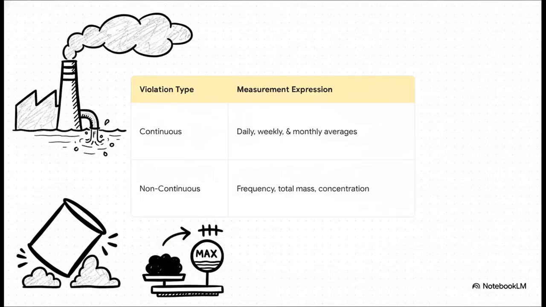Notice how these violations are categorized so there are basically no loopholes. For continuous discharges flowing out constantly, regulators usually look at exceedances in daily, weekly, or monthly averages. For non-continuous or batch discharges, violations are measured by frequency, total mass, or maximum concentration. The standard makes it crystal clear. Whether you're trickling pollutants over an entire month or dumping them all on a Tuesday afternoon, if a regulator steps in, it goes on the official record.